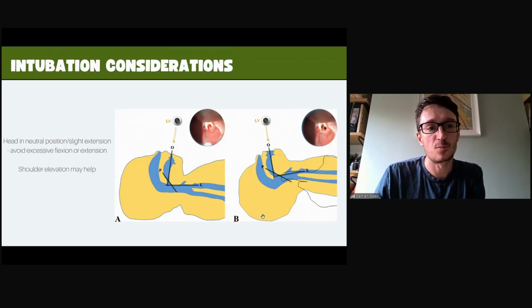Positioning is important for small babies, so keep the head in the neutral position or with slight extension. Avoid excessive flexion or extension, and think about shoulder elevation. You can see in this picture what a bit of shoulder elevation does in terms of bringing the cords into view.